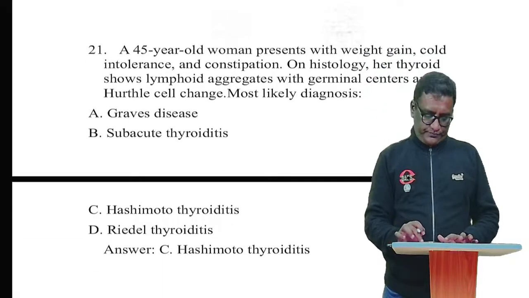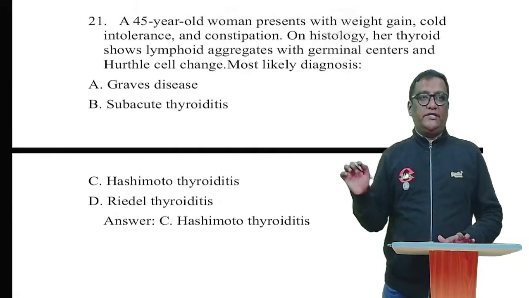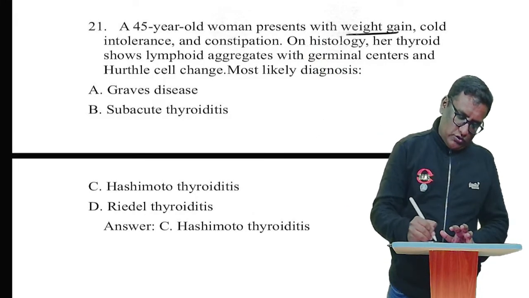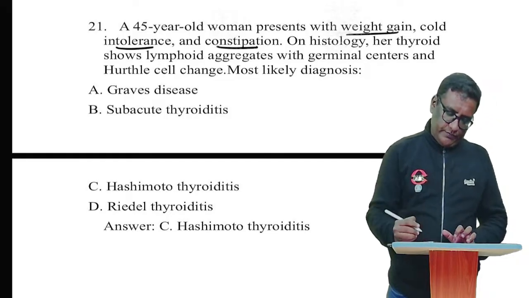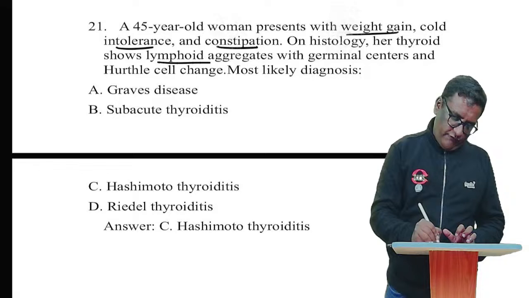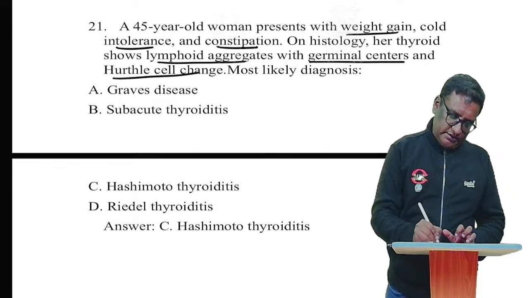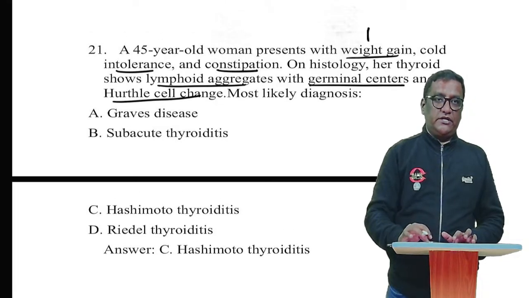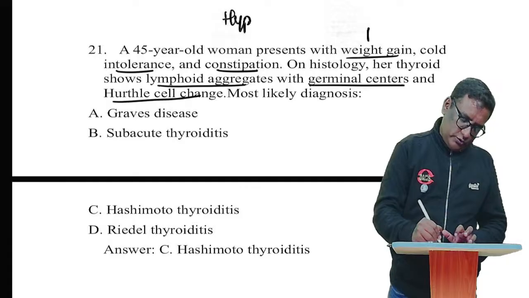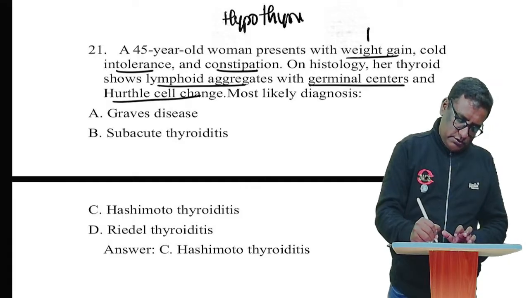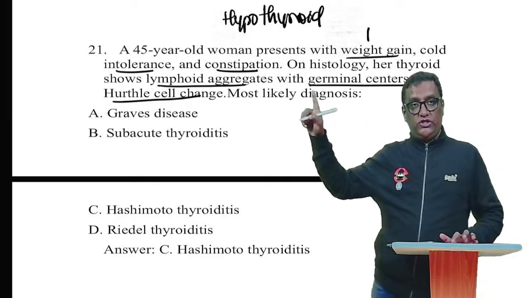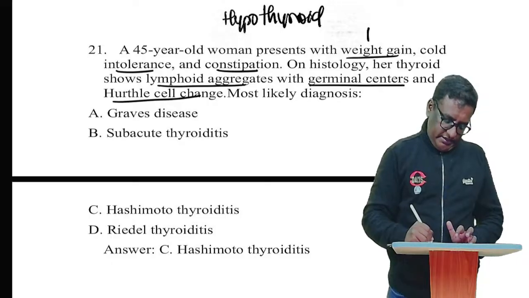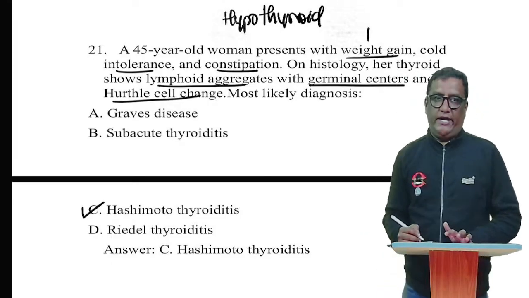Okay, let us look at this question. A 45-year-old woman presents with weight gain, cold intolerance, constipation. On histology, her thyroid shows lymphoid aggregates with germinal center and Hurthle cell change. Clinically, weight gain and constipation are suggestive of hypothyroidism. So there is hypothyroidism with lymphoid aggregates, germinal center and Hurthle cells. This is very characteristically seen in Hashimoto's thyroiditis.